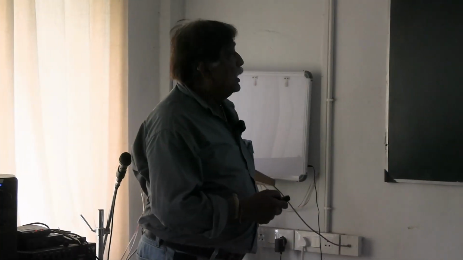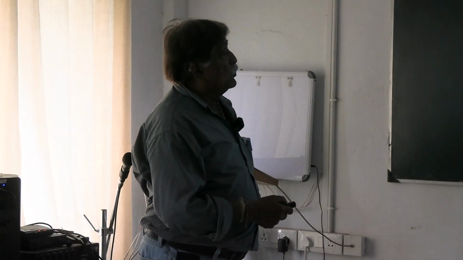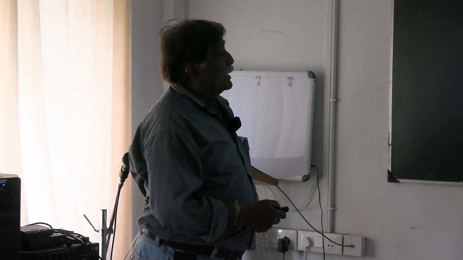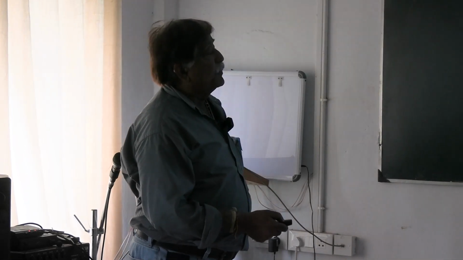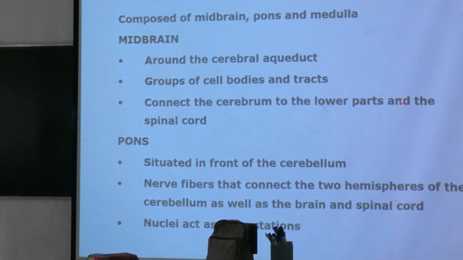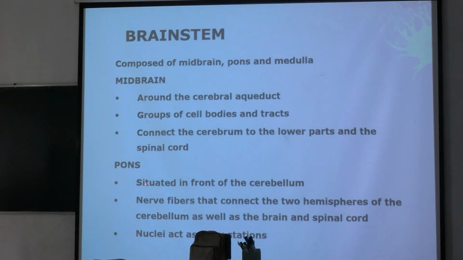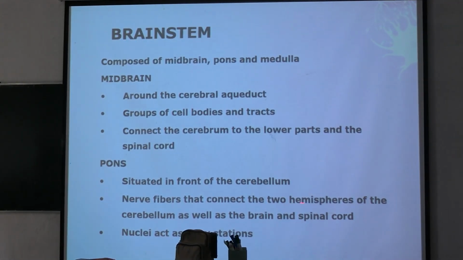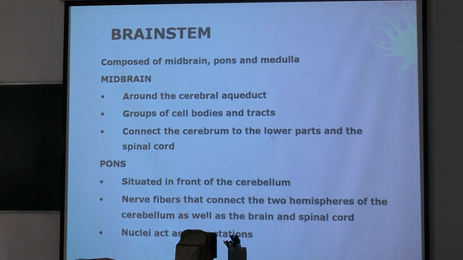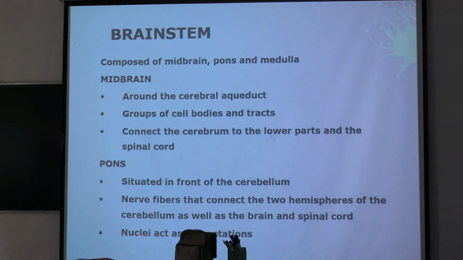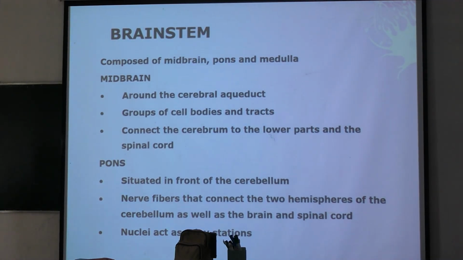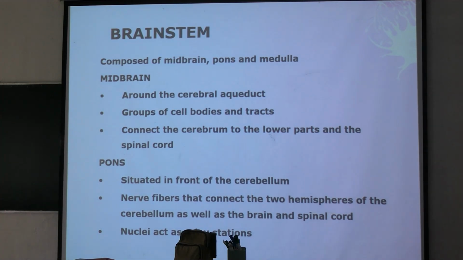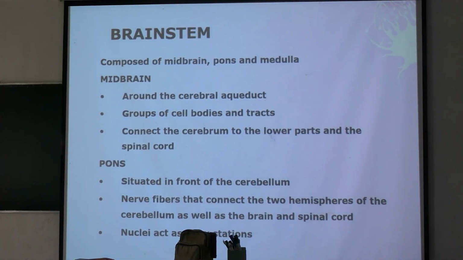Now, around the cerebral aqueduct, group of cell bodies and tracts connect the cerebrum to the lower parts and the spinal cord. Pons, situated in front of the cerebellum, nerve fibers that connect the two hemispheres of the cerebellum as well as the brain and spinal cord. Nuclei act as relay station. Very simplified drawing. You just practice.